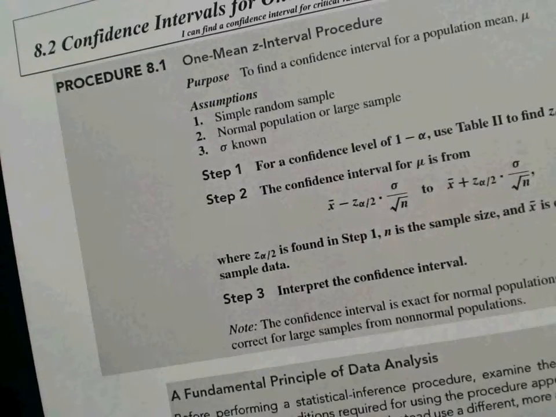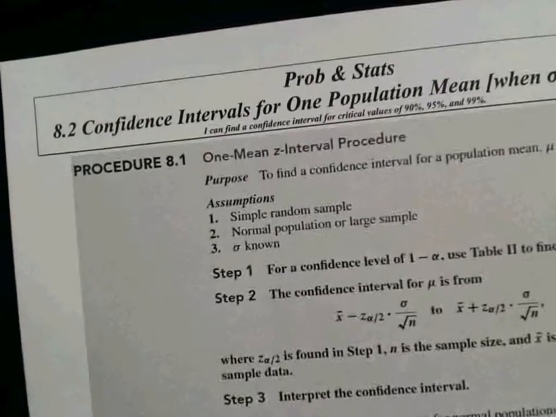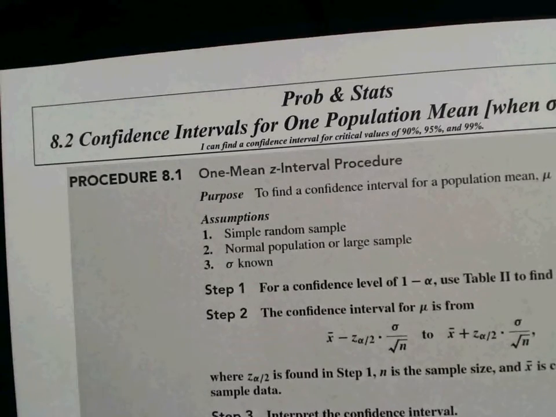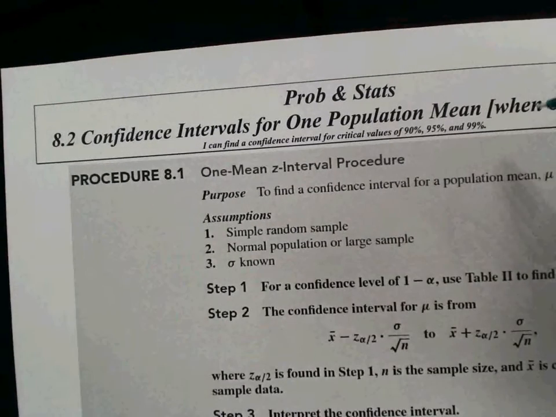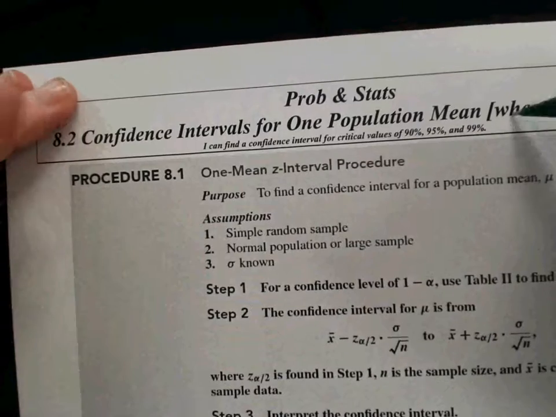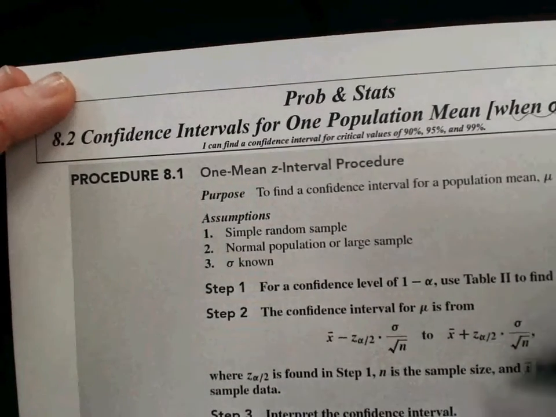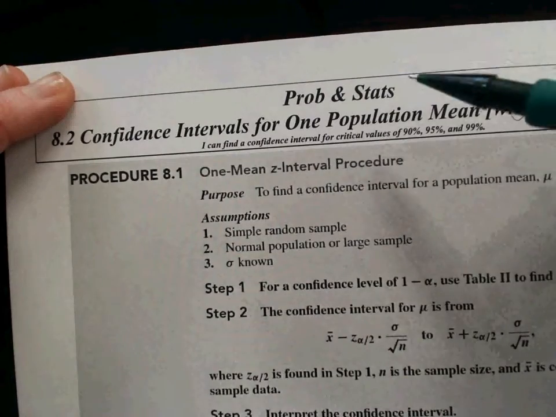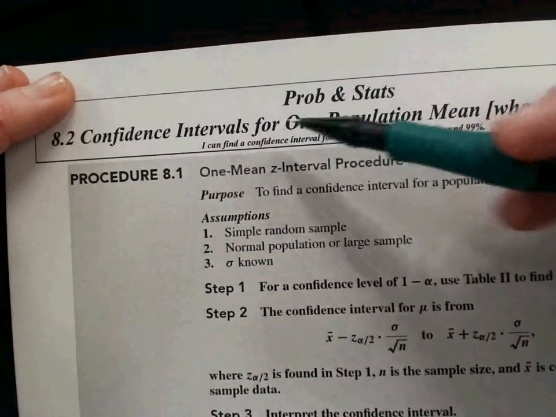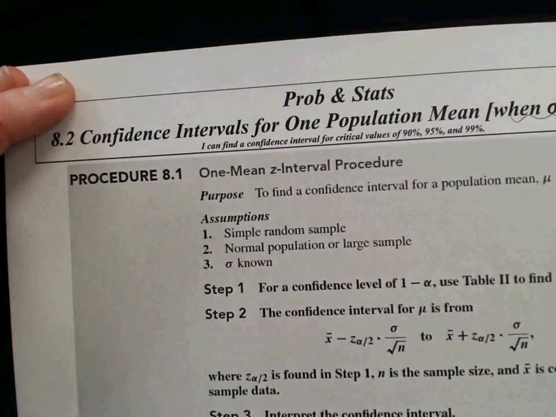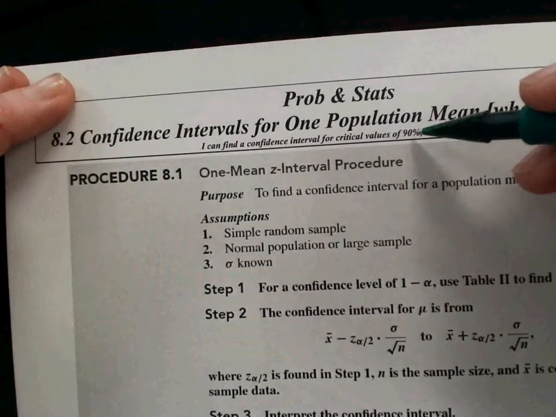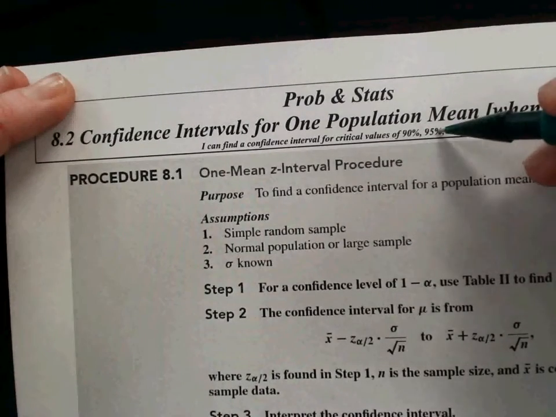We're in lesson 8.2, confidence intervals for one population mean, when sigma is known. So sigma has to be given to you. The goal by the end of this lesson is to be able to calculate confidence intervals for critical values associated with the 90, 95, and 99% confidence levels.